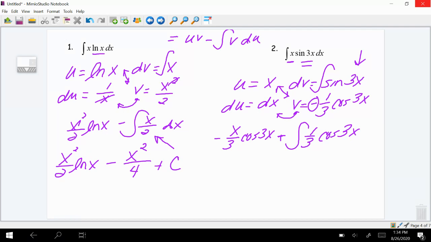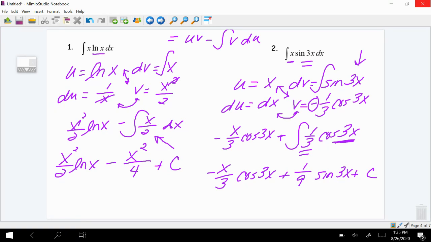Now, the integral of cosine is positive sine, but there's still going to be an adjustment. Again, that angle causes an issue. So if I adjust it, I would do a 1/3 adjustment. There's already a 1/3 adjustment. So this is what my answer is going to look like. I'm going to have negative x over 3 cosine 3x plus, because the integral of cosine is positive, 1/9 sine 3x plus c.